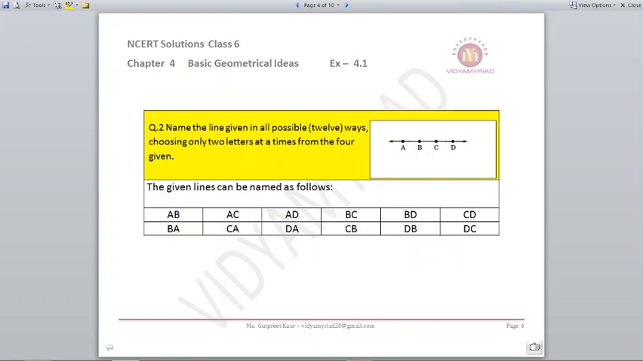Question number 2. Name all the possible 12 ways to choose any 2 letters to write down the lines. Now A, B, C, D, 4 options are given to you and we have to write them in 12 different ways, taking 2 letters each. So you can write it in 12 ways, like you have AB, AC, then AD, BC, BD, CD, BA, CA, DA, CB, DB and DC.